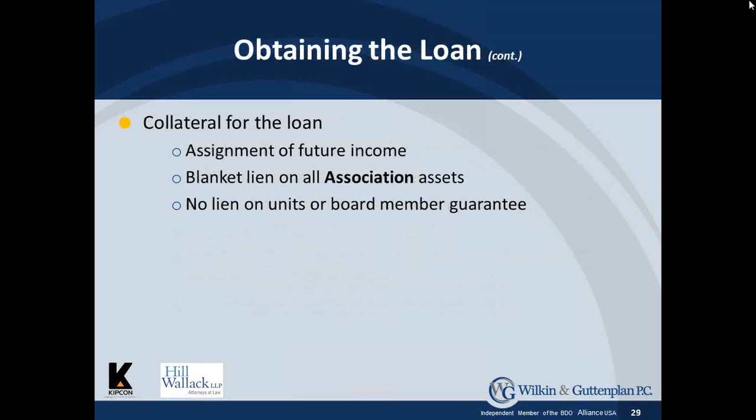Now, collateral for the loan. Not all banks will deal with associations in getting loans because the type of collateral that associations have is very different. There are no fixed assets on the books. So what banks look at is getting assignment of future income, your special assessments, your maintenance fees. They have a blanket lien on all associations' assets that are on the books.